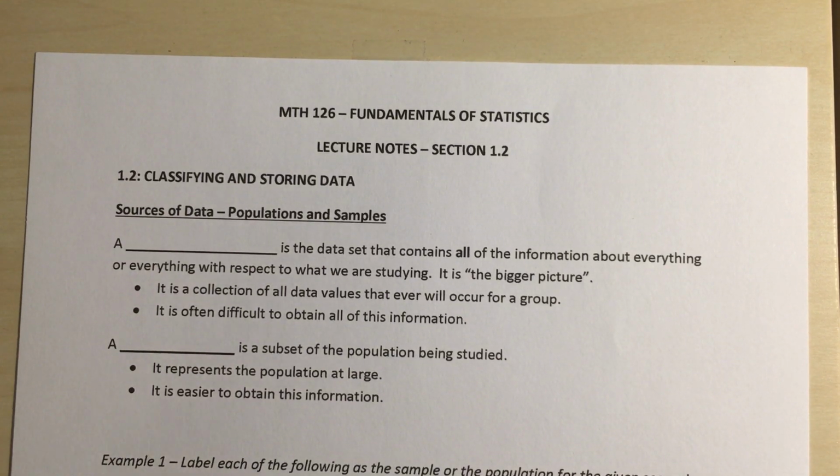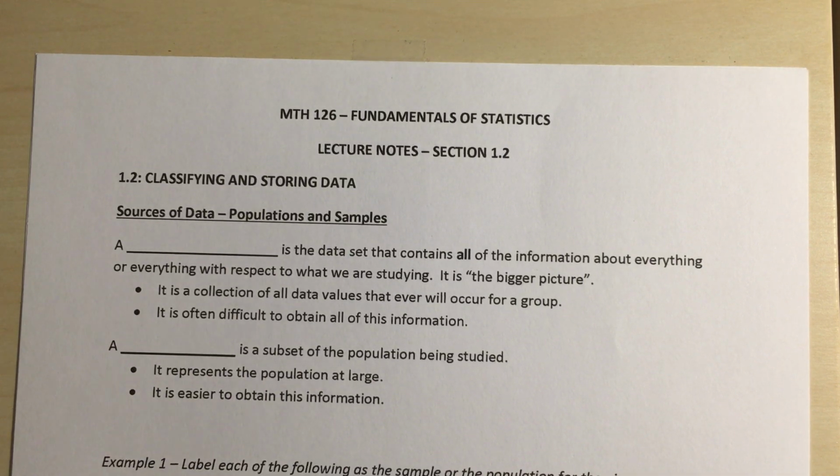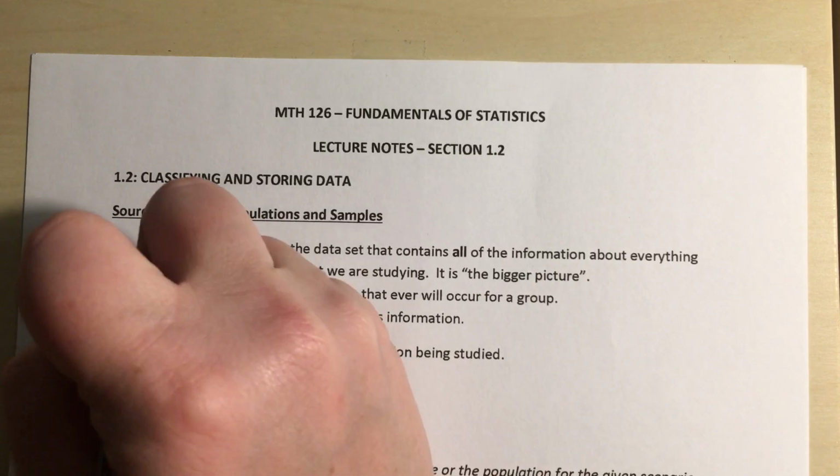We're going to continue on in section 1.2 and talk about different ways of classifying and storing data. Before we get into our classifying and storing and our different types of variables, first we're going to look at our sources of data. This is a concept I'm going to say throughout this entire first chapter, and we're going to see it over and over again for the entire semester: populations versus samples.